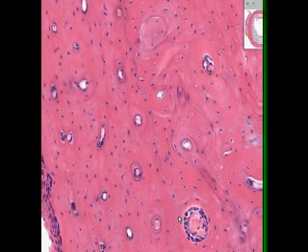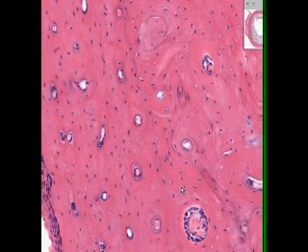So when an osteoblast is completely trapped within hydroxyapatite, that is then called an osteocyte. Just like when a chondroblast is completely trapped within chondroid matrix, this goes from chondroblast to chondrocyte. In bone, it goes from osteoblast to osteocyte.